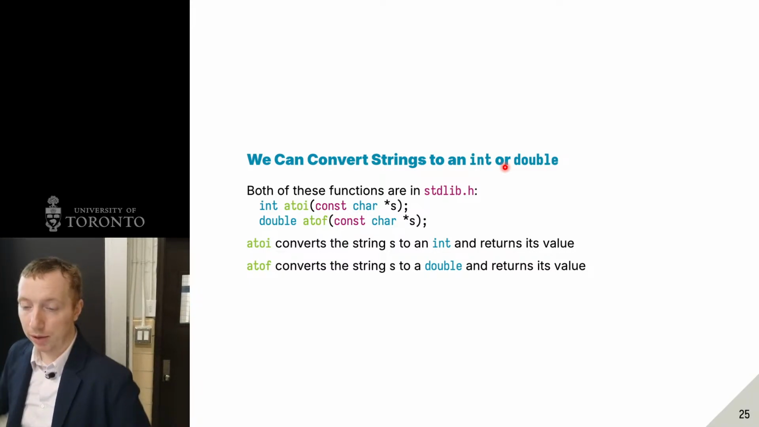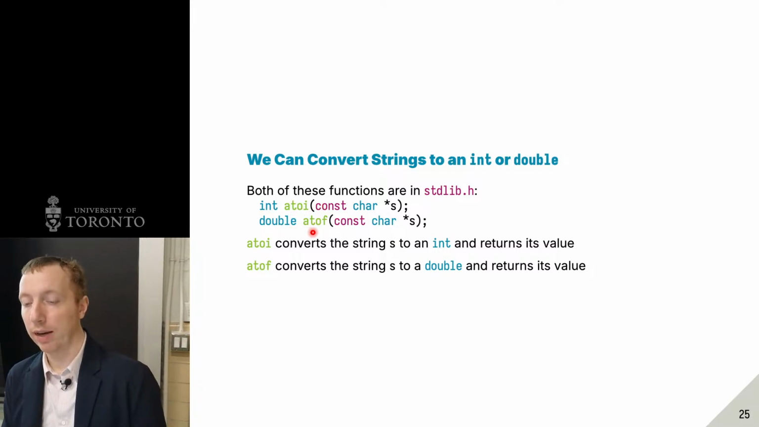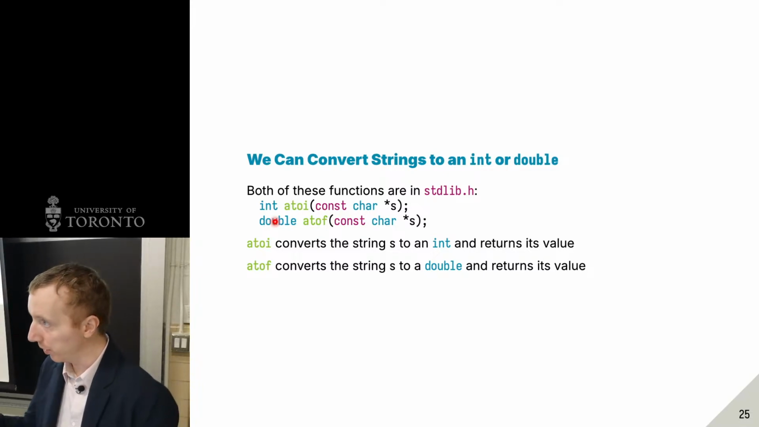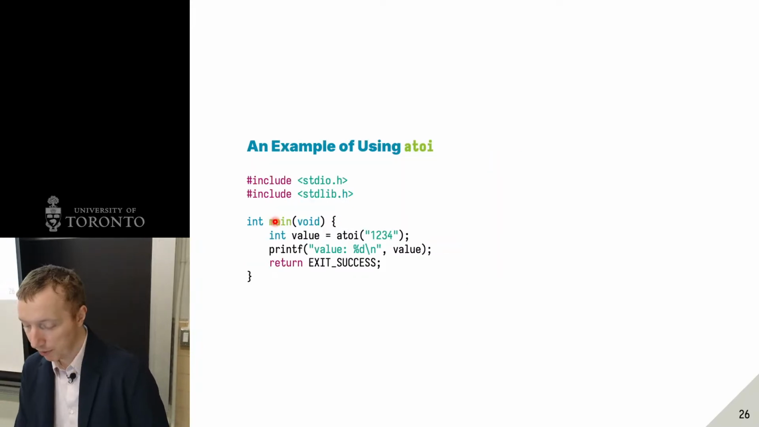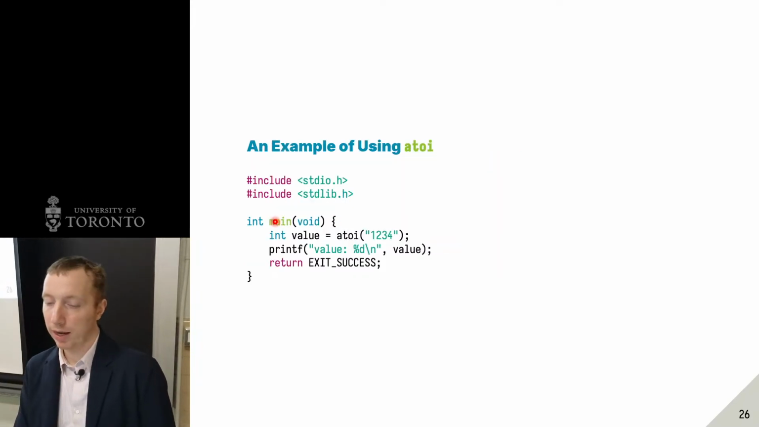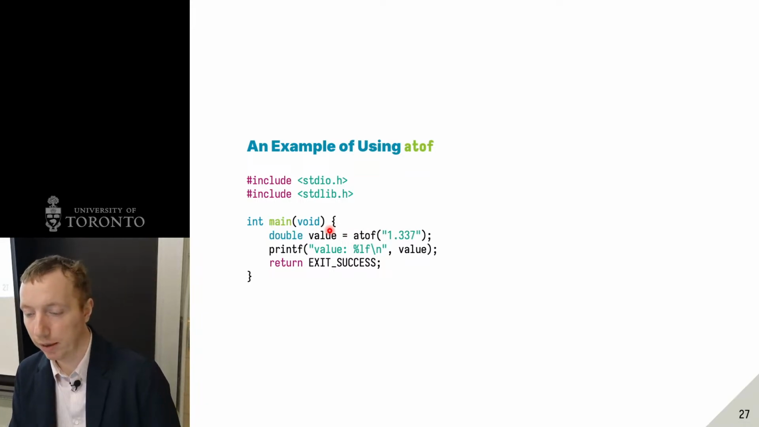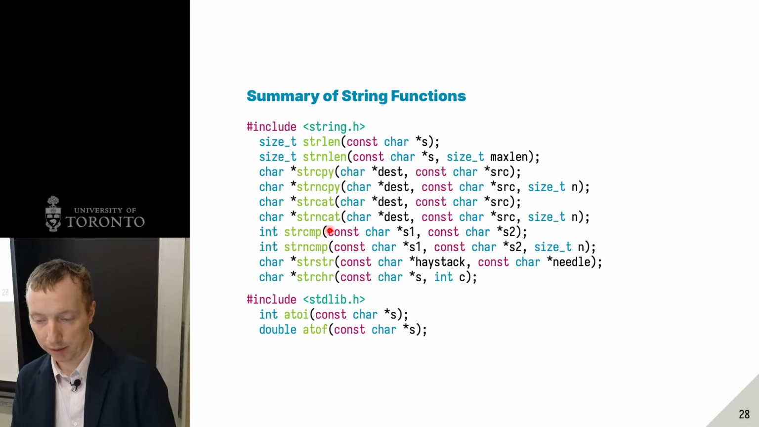So there's other functions you can use to convert a string to an int or a double. There's atoi, so a string to an int, and then atof, so a string to a double. So it will return that, converting it to a value for you. So here's an example of using that. It will just make value equal to 1234. And same with double, 1.337. It will just go ahead and assign that to you as well from a string.